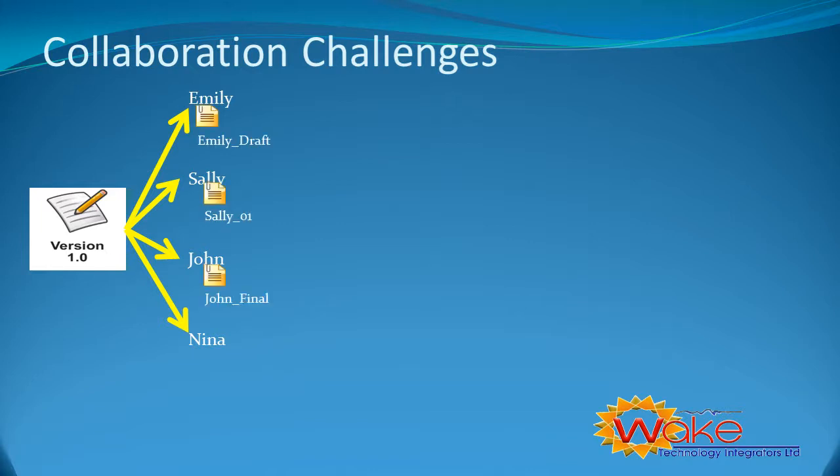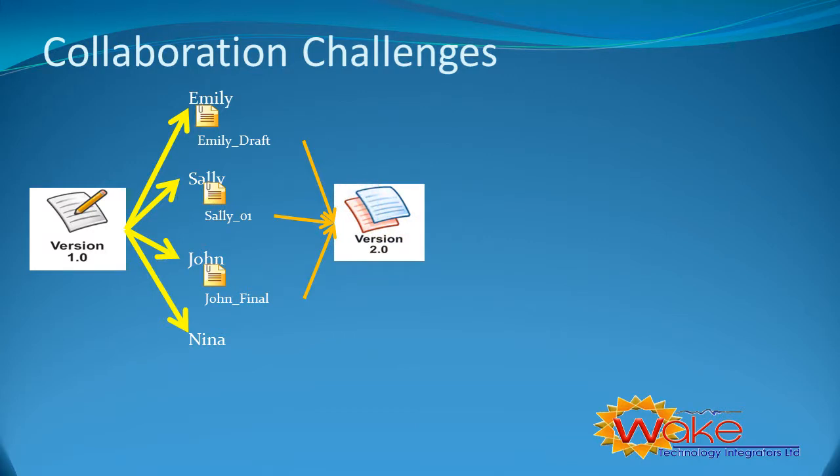Now, Emily, Sally, and John read the document and make changes as they see fit, and send the modified document back to me. But Nina is on holiday and there is no input from her at this point in time. Now I have to handle 3 different versions of the document and merge them painfully into version 2. Then I send this modified version back to all of them.